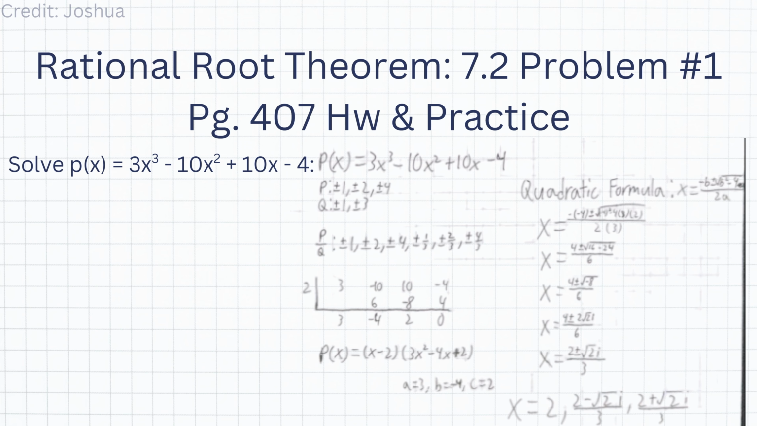So the remaining factor will be 3x squared minus 4x plus 2, and since we cannot use factoring, the quadratic formula will be the way we find our other values of x. After substituting every single value of a, b, and c into the quadratic formula, we get x equals 2 plus or minus square root 2 i over 3. So all possible answers for x will be x equals 2 minus square root of 2 i over 3, 2 plus square root 2 i over 3, and 2. Those are all three answers that you can get.